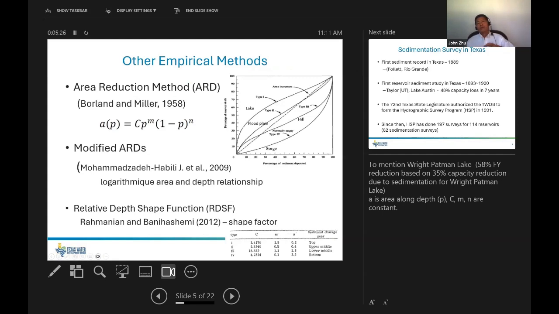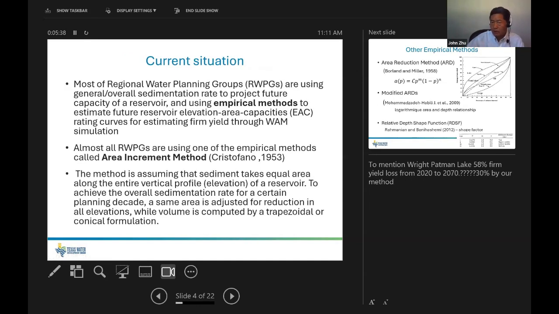And so how, in the past or recent term, have people used methods to estimate the future reservoir rating curve? Most of the regional water planning groups use a general overall sedimentation rate, because each reservoir has an overall sedimentation rate, say each year 200 acre-feet or something like that, right? And then they use an empirical method to estimate the future reservoir elevation-area-capacity rating curve.